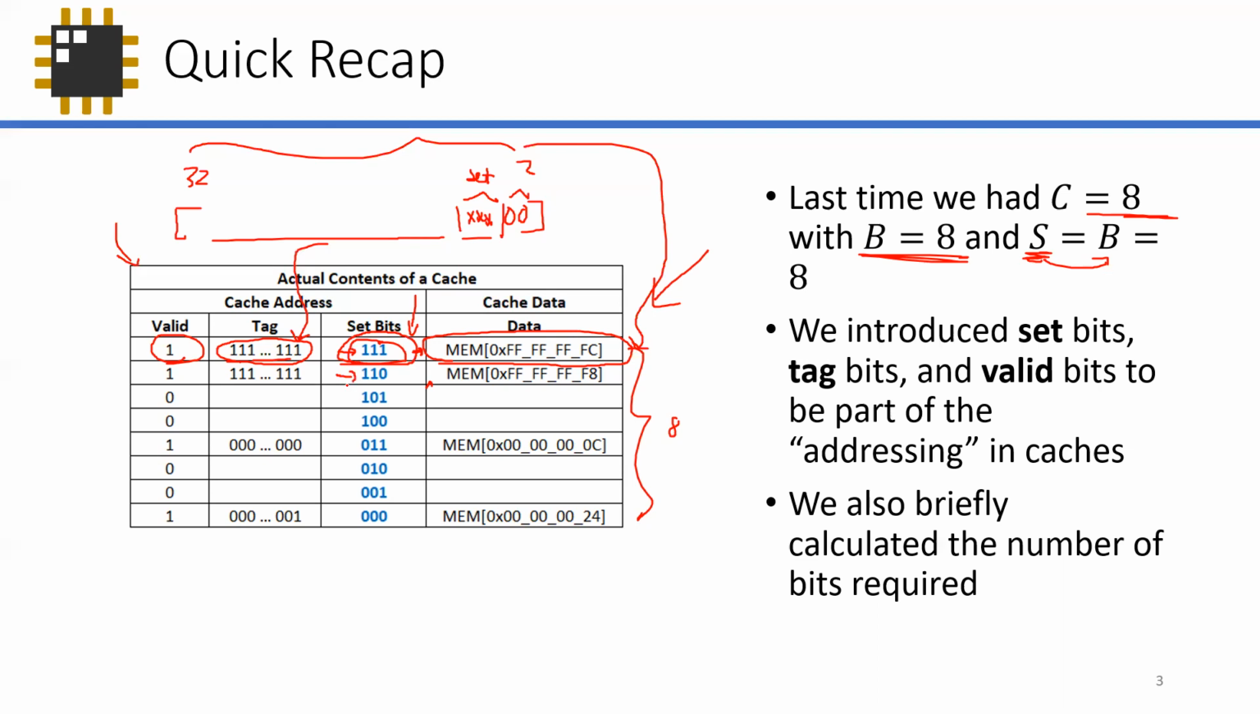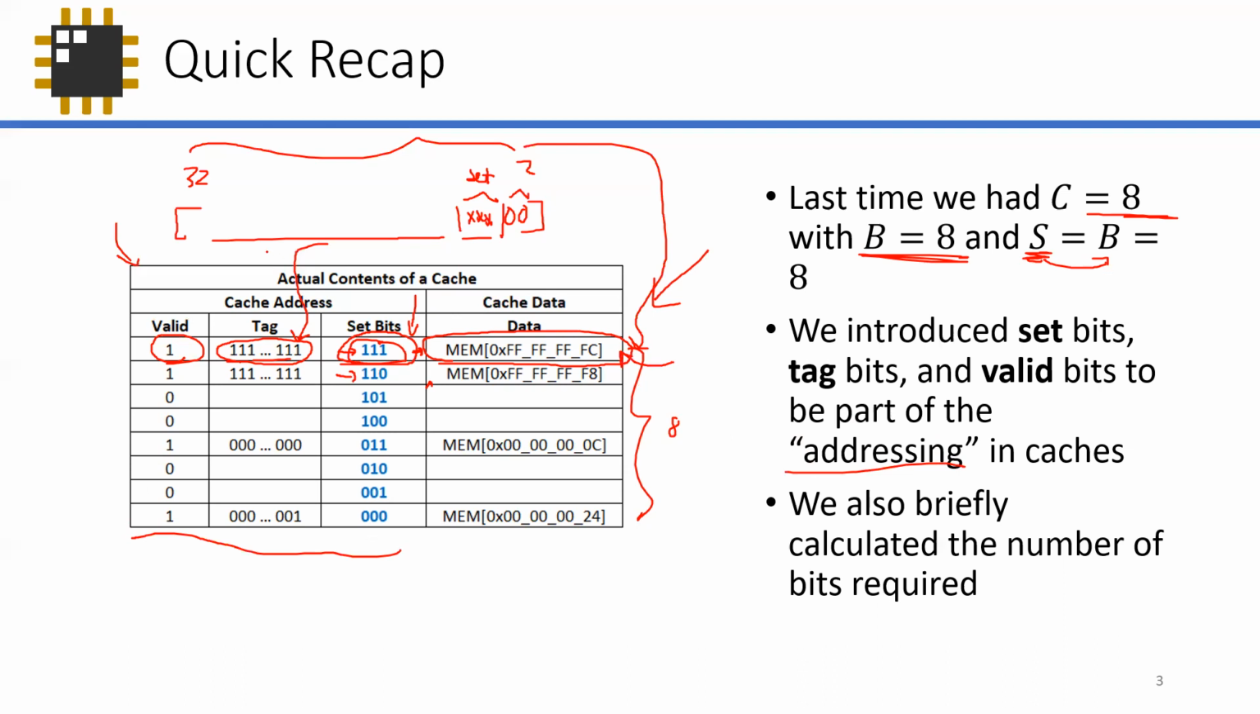Essentially, the valid bit, the tag, and the set bits are like the addressing in the cache. They're like the memory, quote unquote, memory address in the cache. And of course, you have to save the data all the time.